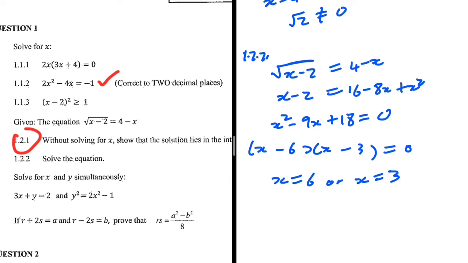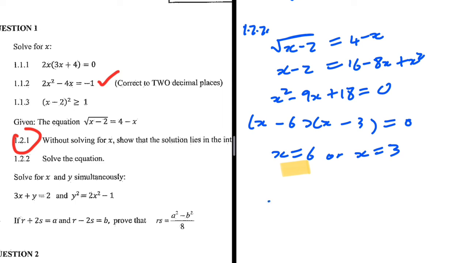Most of the time, one of the answers turns out to not be correct when you substitute it back in the equation. So let's see. Let's substitute x is equal to 6. We're going to have 6 minus 2, which is 4, and on the other side 4 minus 6, which is minus 2. So 2 is equal to minus 2. Okay, x is equal to 6 is not a solution to this equation.